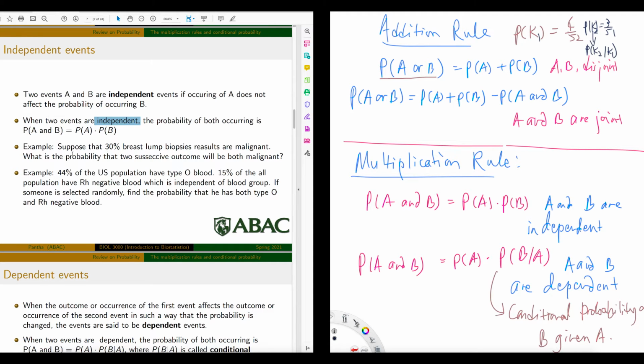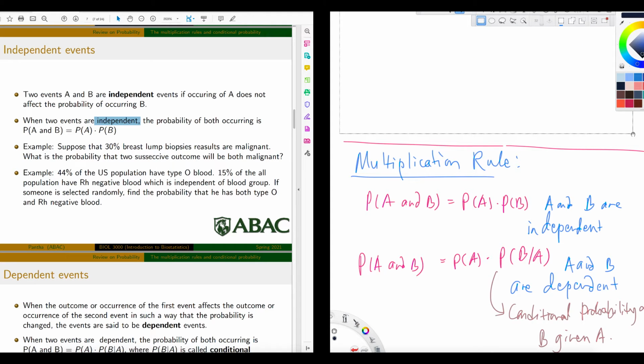Okay, let us see an example. Suppose that 30% of breast lump biopsy results are malignant. What is the probability that two successive outcomes will both be malignant? That's what it is asking. If you pick a biopsy randomly, the probability that the biopsy is malignant is 30%. But if you pick two lab results randomly, what is the probability that the first one is malignant and the second one is malignant? Malignant 1 and malignant 2, because they are independent, right?